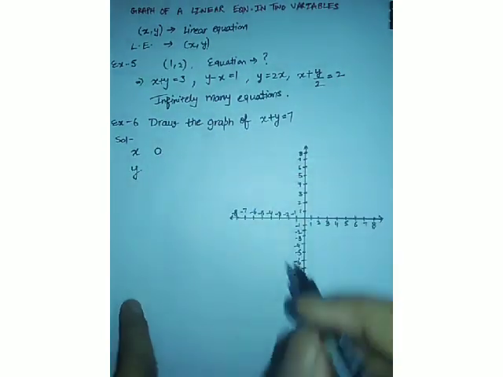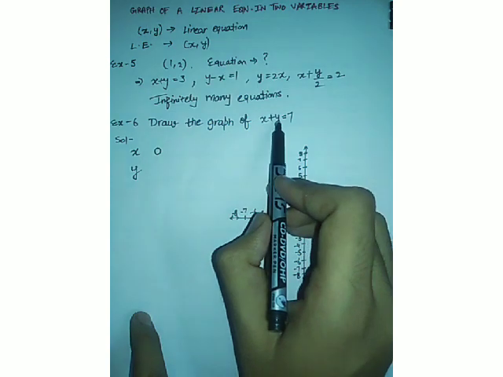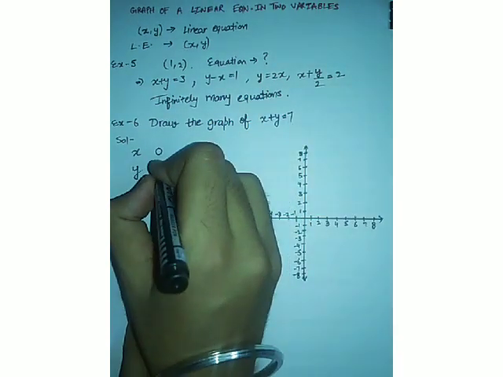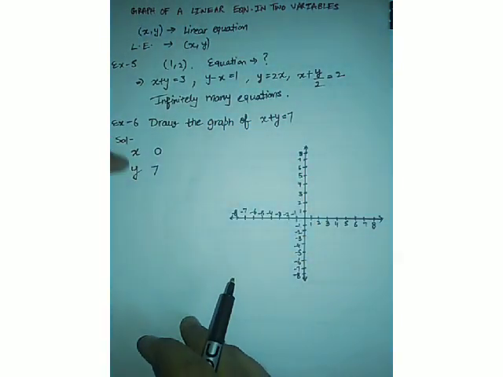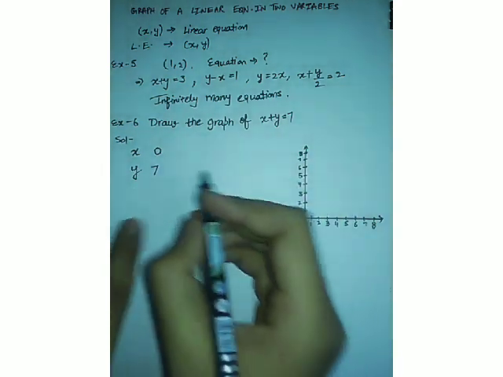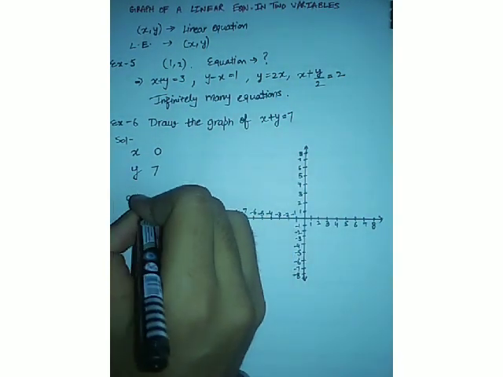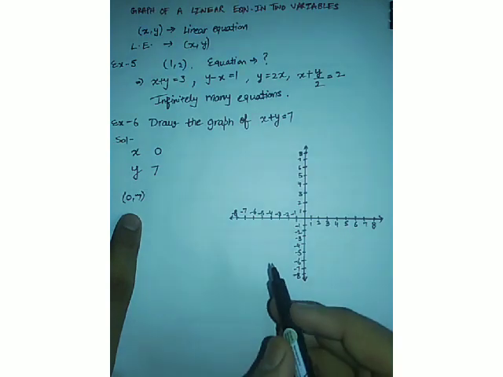Now write 0 in front of x. When x is 0, you will get y is equal to 7. So when we put x as 0, y is 7. So our one point will be (0, 7), which we have to plot.